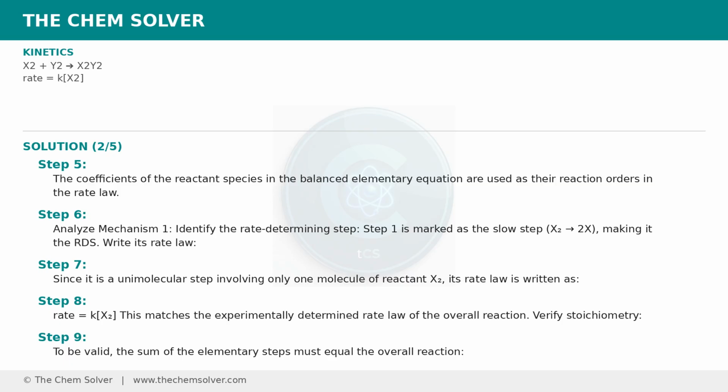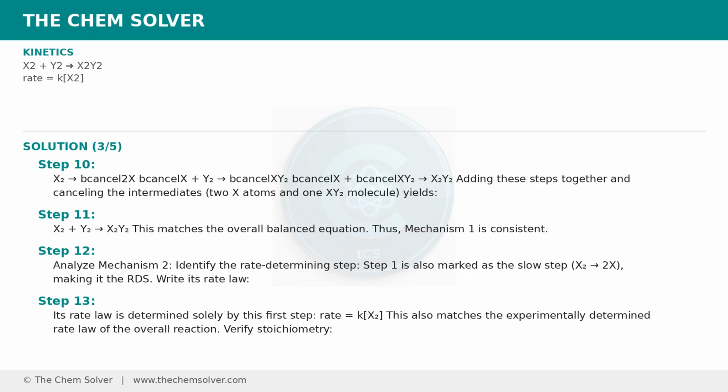Verify stoichiometry. To be valid, the sum of the elementary steps must equal the overall reaction. X2 gives 2X, X plus Y2 gives XY2, 2X plus XY2 gives X2Y2. Adding these steps and canceling the intermediates, 2X atoms and 1 XY2 molecule, yields X2 plus Y2 gives X2Y2. This matches the overall balanced equation. Thus, mechanism 1 is consistent.